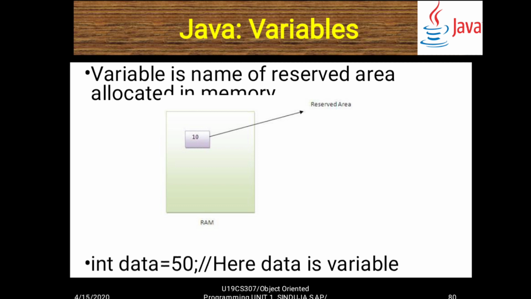Now we are going to look at Java variables. So what is meant by a variable? A variable is a place where you can store some data. Okay, let us take an example. Like you have a box, and inside the box you are keeping a pen.